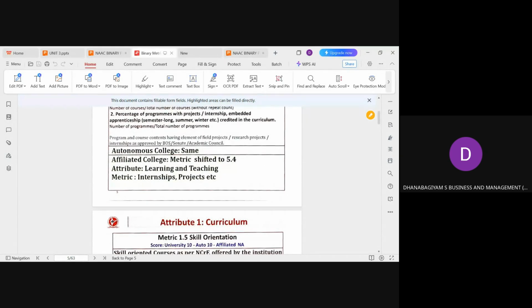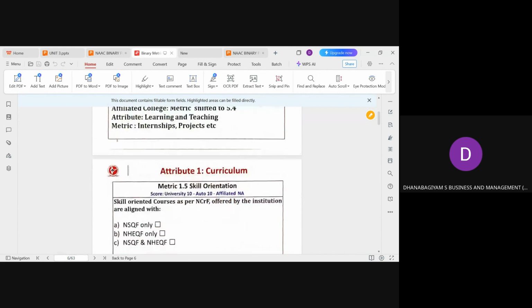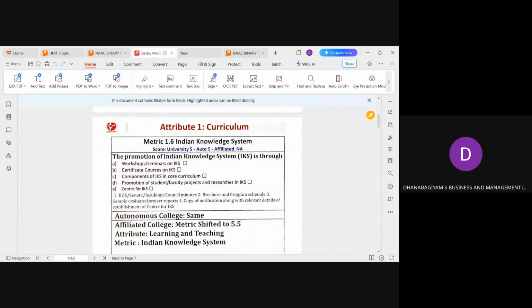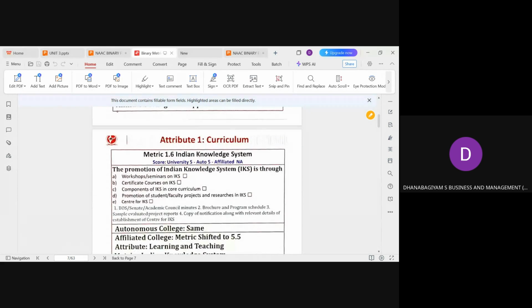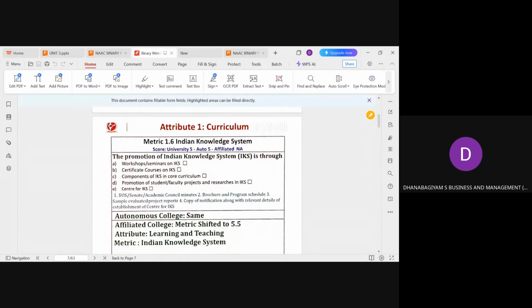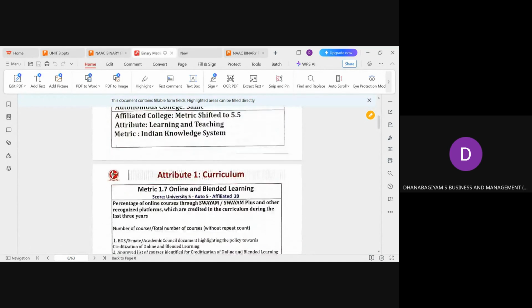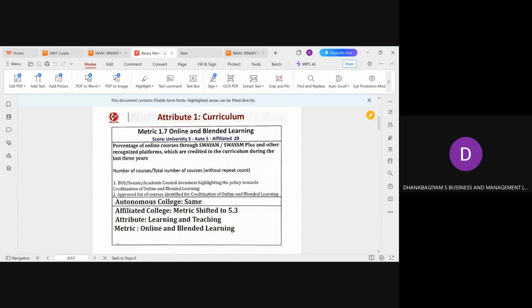Practical, internship projects, how much ever we are supposed to give, we can give it to the students during the winter break and the summer break. And skill-oriented courses, Indian knowledge system, definitely we should include in our curriculum, and definitely we should have this Indian knowledge system as a subject, or else we will lose the marks. Basically it has some scores, 5 marks. And similarly, the next one is online and blended learning.